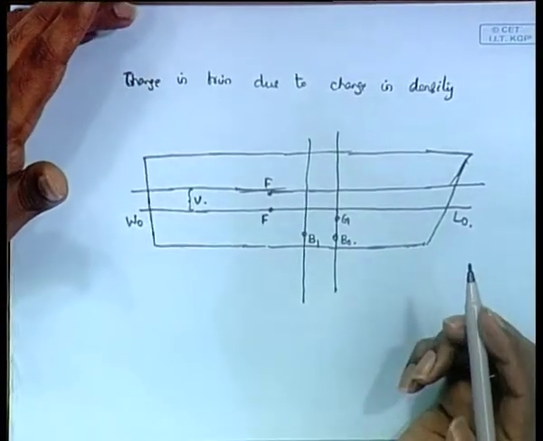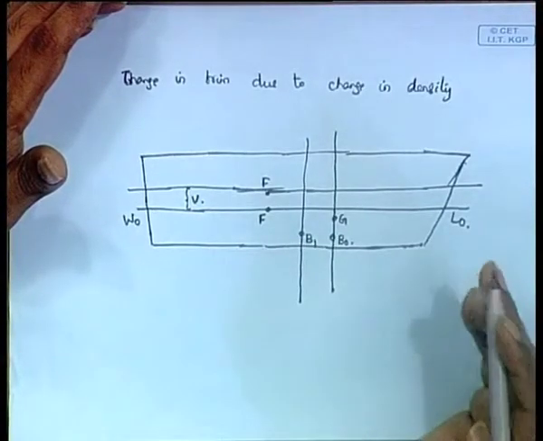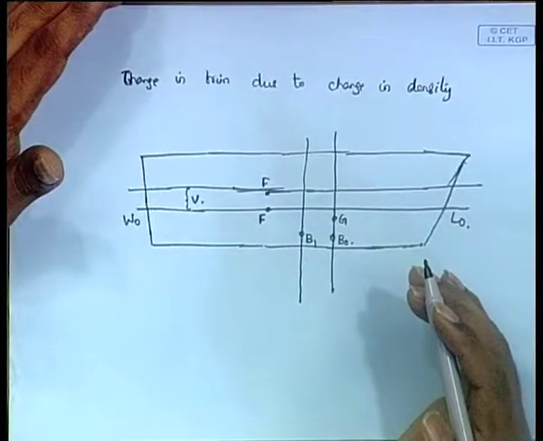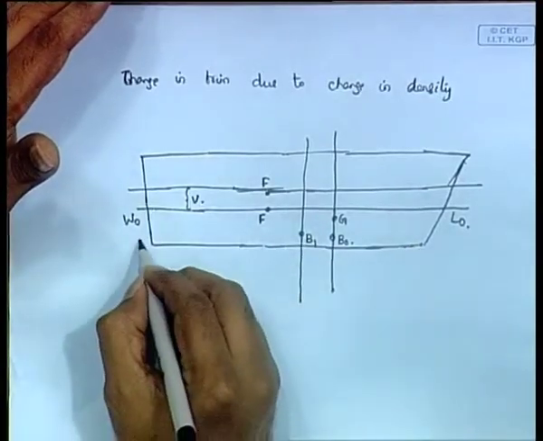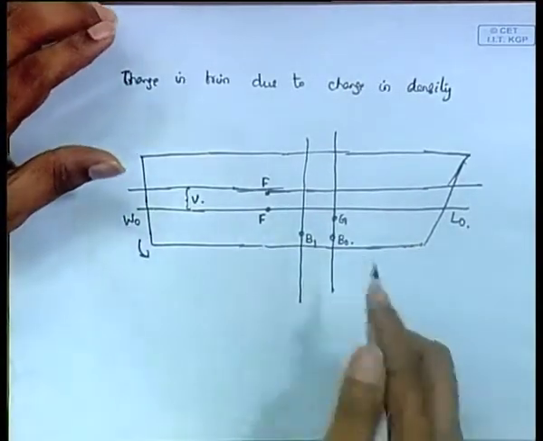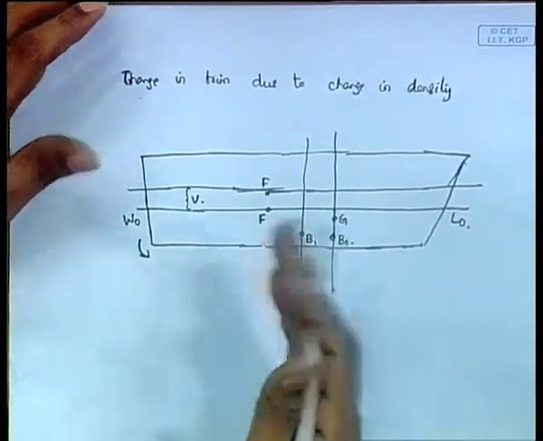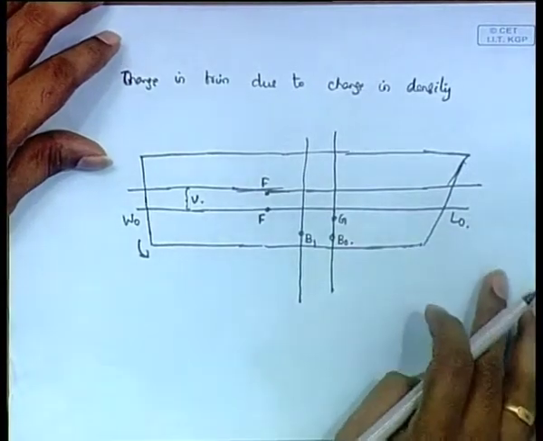So the ship trims like this. This should go down because v has been added here. v has come, this is moving, right? It will trim like this. The ship will trim to the aft. It will trim like this.